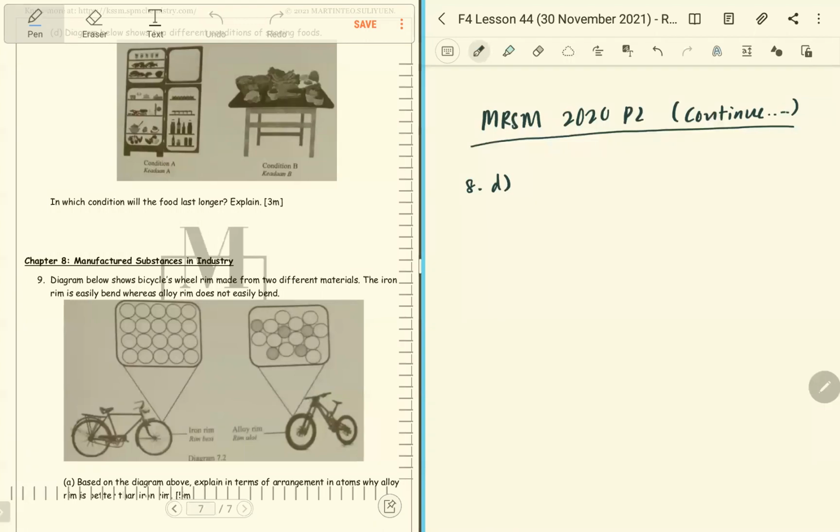Okay, to those who have just joined in, we are just continuing on from where we stopped last week. So we still have one more question for MRSM paper 2. We're just going to continue that and then we will move on to the next paper in a bit. So just take about a few more minutes before I discuss.